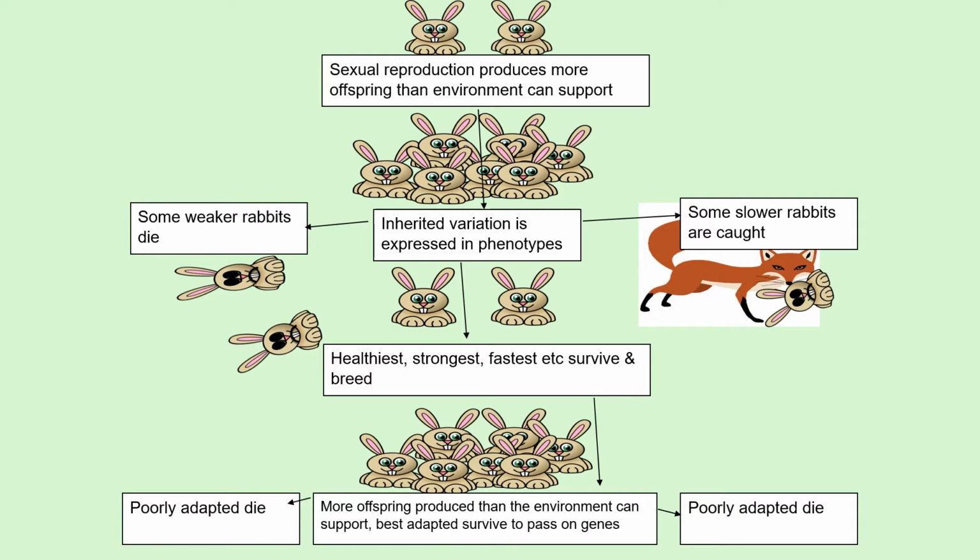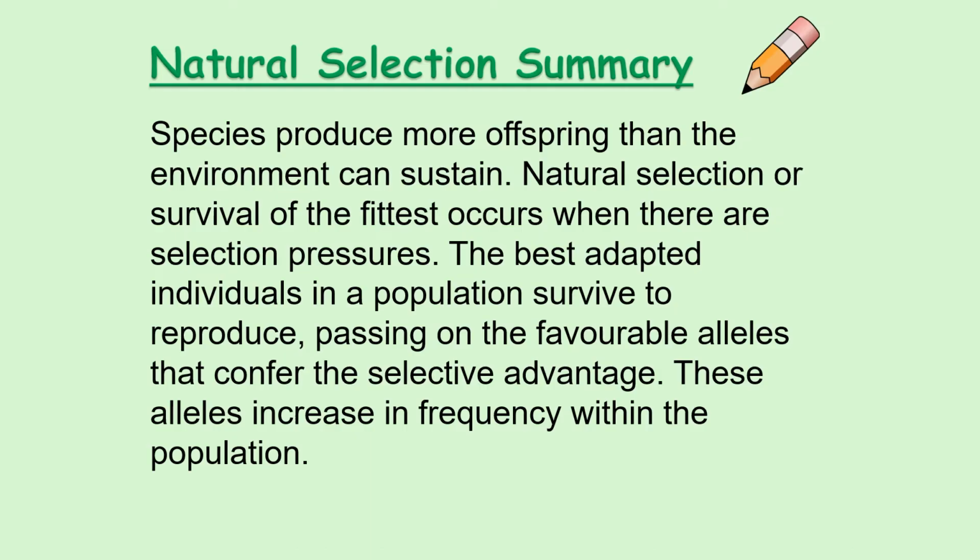So to summarise natural selection in a paragraph, we would need to write that species produce more offspring than the environment can sustain. Natural selection or survival of the fittest occurs when there are selection pressures. So that might be predation, competition, disease. So the best adapted individuals in a population survive to reproduce. They pass on their favourable alleles, which is their genes, which confer this selective advantage to the beneficial ones. These alleles then increase in frequency within a population.